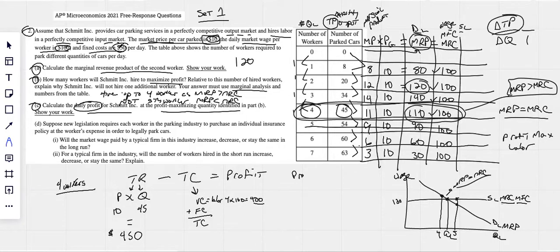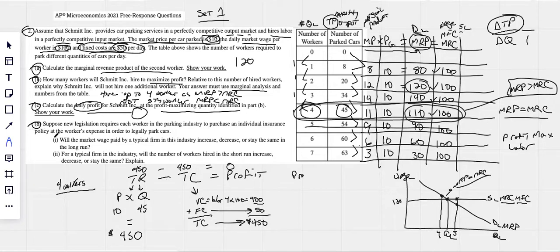Our fixed cost, they give it to us up here, is $50 per day. So we're just going to add in that fixed cost of $50 a day, and we can see our total cost is $450 also. So our daily profit, we're going to say, is zero. Can we see that? Daily profit is zero. Total revenue, 450, minus the 450 of total cost. Daily profit is zero. Nice enough.